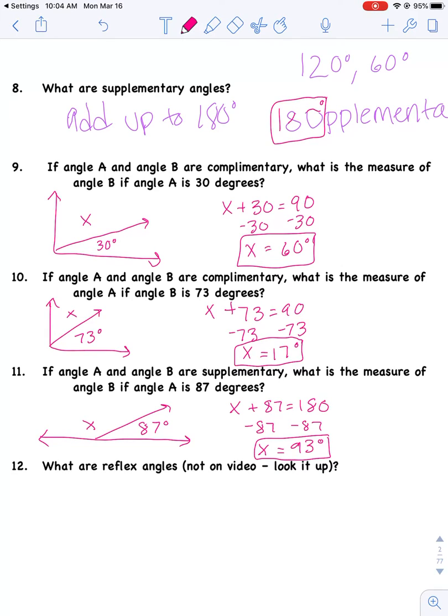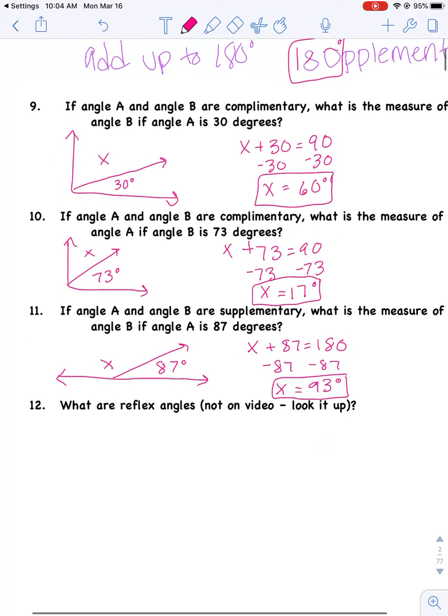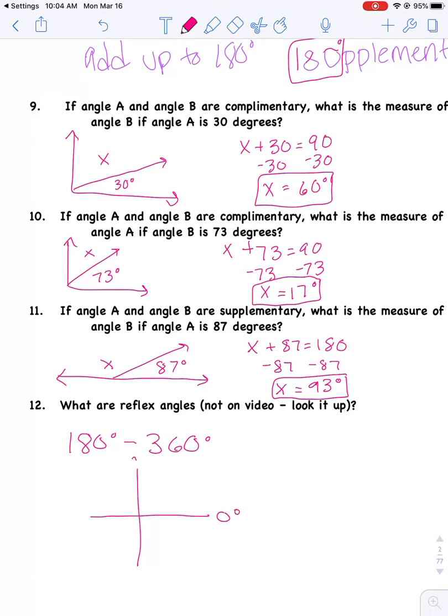Reflex angles would be anything greater than a straight angle, which is 180 degrees, and less than a full circle, which is 360 degrees. So if this is my big angle chart, I could say that this would be my 0 degrees, this is my 90 degrees, this is my 180 degrees, here's my 270. Reflex angles are anything in this realm. So they're not acute, they're not obtuse. The rest of them are called reflex angles.